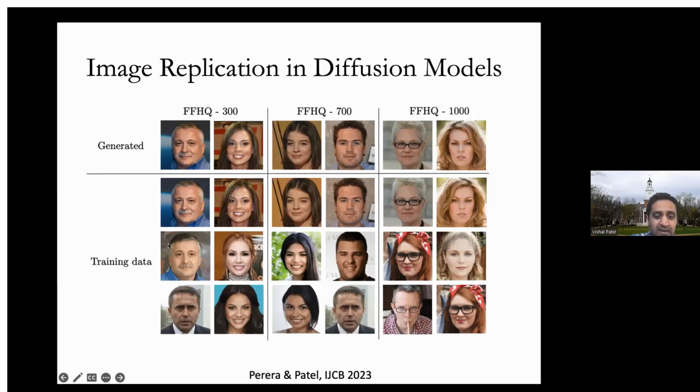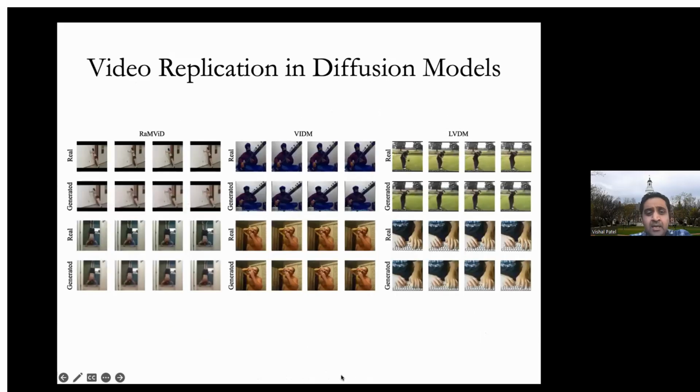So we indeed found that diffusion models generate biased outputs. In some cases, it was biased towards the male subjects. In some cases, it was female, and so on and so forth. So not only do they suffer from data replication, but they also produce biased outputs. And that is something that we have highlighted in this paper last year.